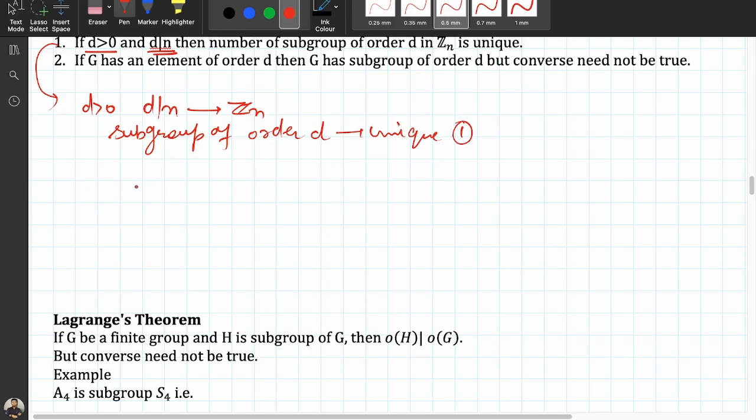How? What is the meaning of this? So the number of subgroups of order D is equal to the number of elements of order D divided by phi D. It means what? The number of elements of order D is what? Phi D. That's simple. Okay, I'll show you. And divide by phi D. So this is what? Number of elements of order D.